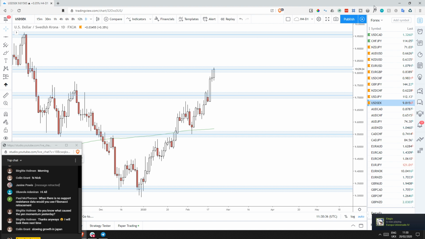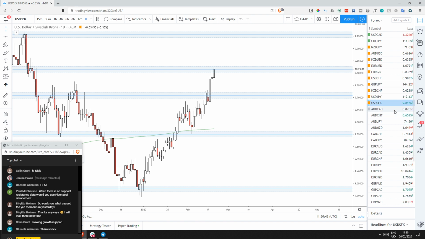Slowing growth in Japan. Where are you seeing that?